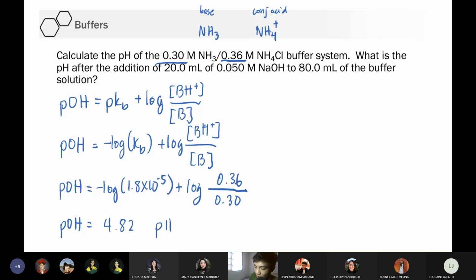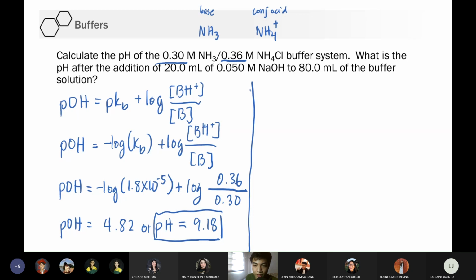If you convert that to pH, it's equal to 9.18. So the pH of our buffer system is 9.18. Okay. So that's the answer for the first sentence. What happened sa second sentence?